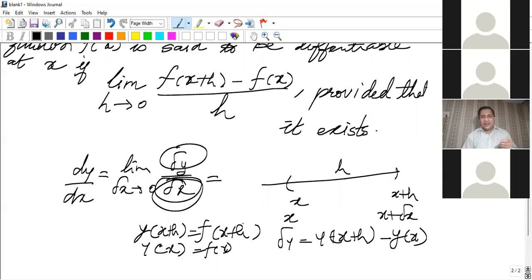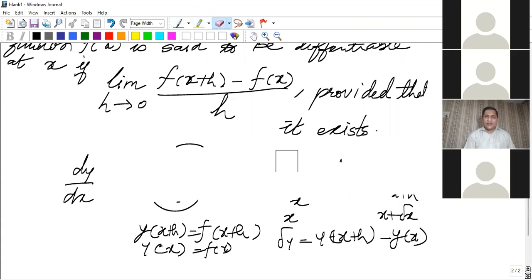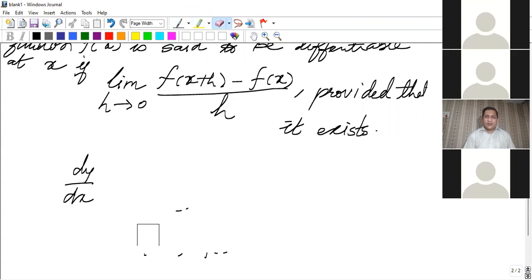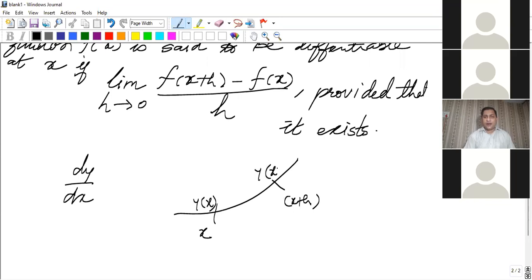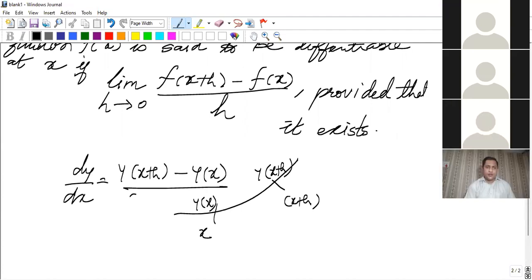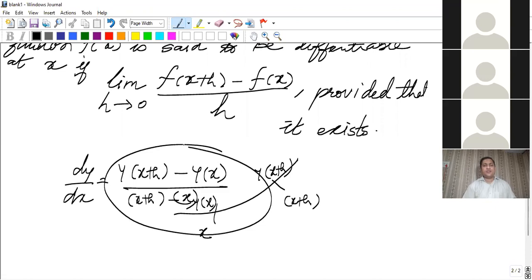And why is it going to be the tangent? If I take it in the tangential way, suppose I have a curve. This is x, and this is y at x. So this is the point. Then this is x plus h, and this is y at x plus h. The vertical difference is y at x plus h minus y at x, and the horizontal difference is x plus h minus x. So this is nothing but the slope.